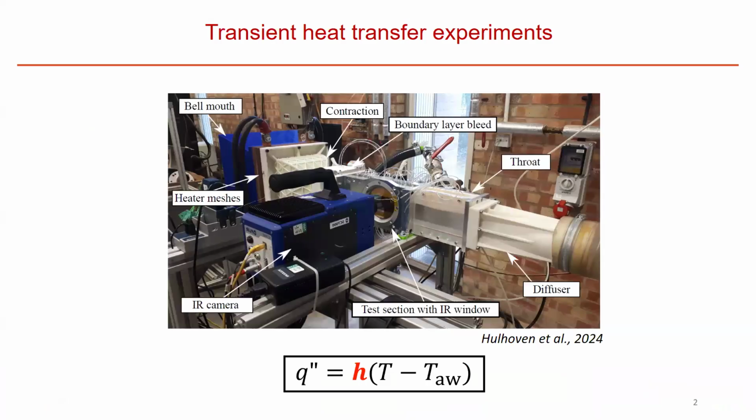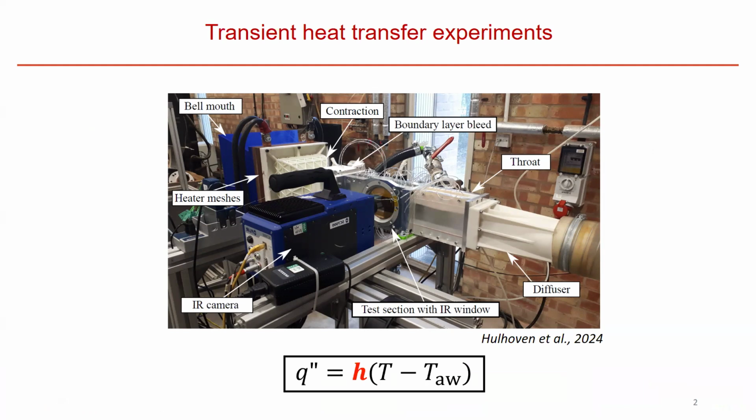So transient heat transfer experiments are usually conducted when we're interested in convection-dominated problems. At the bottom of this slide, I've put Newton's law of cooling. And the property of engineering relevance that we want to find is the heat transfer coefficient, abbreviated as HTC in the rest of this talk, indicated in red.